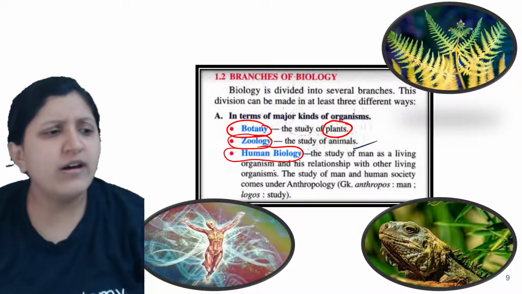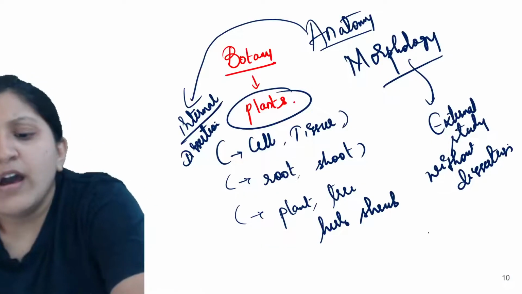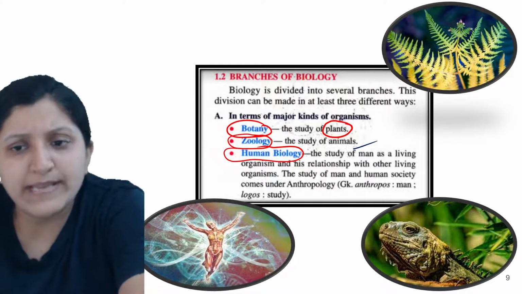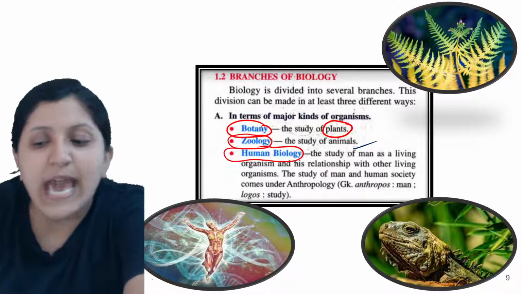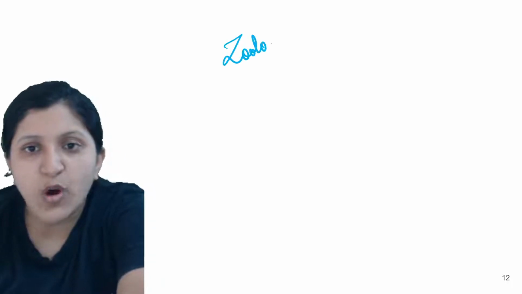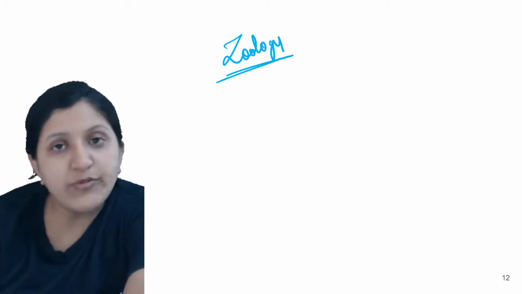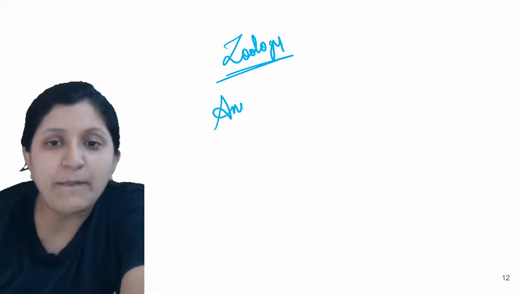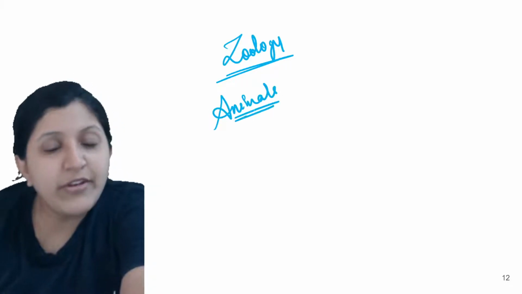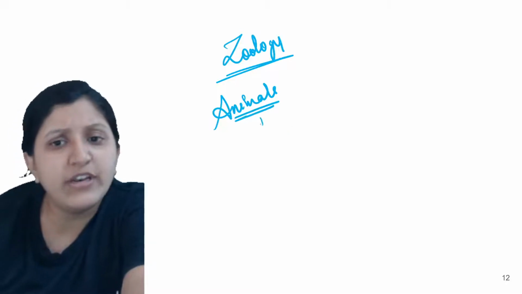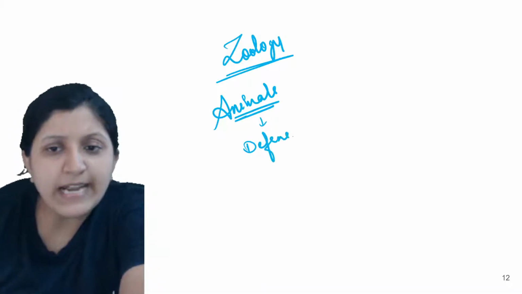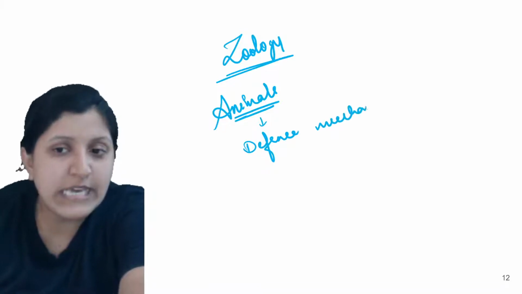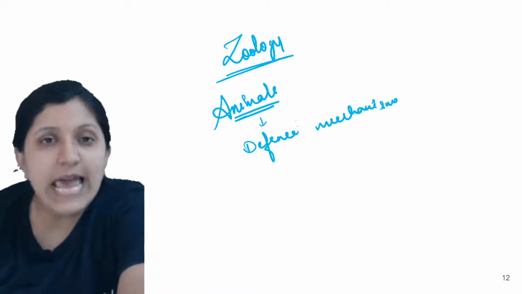Then I can also give you some examples for animals. What is the defense mechanism that you find in animals? When we study under zoology, it is basically all about animals. Animals have different defense mechanisms. What defense mechanism is seen, what is the cell, and what is the tissue?